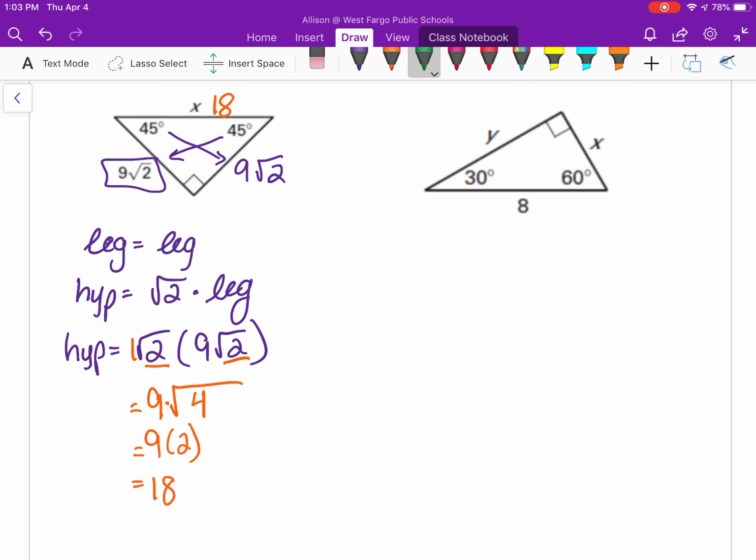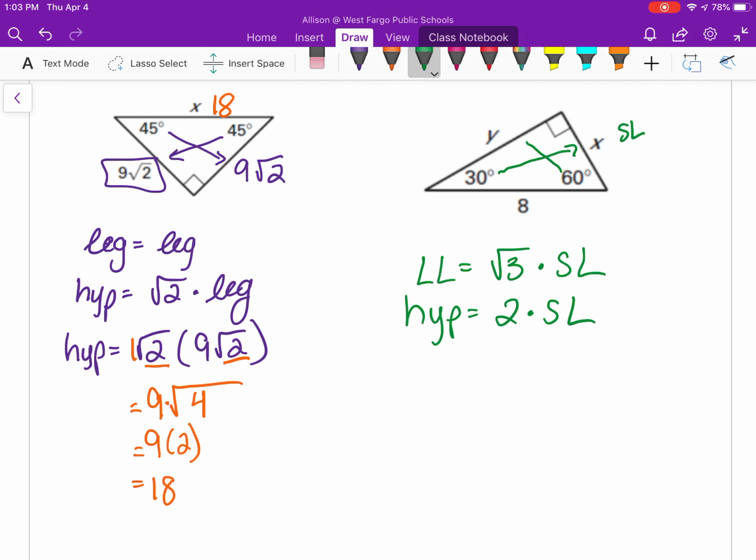Okay. For the 30, 60, 90 triangle, I have 2 equations. I know that the long leg is equal to the square root of 3 times the short leg, and I know that the hypotenuse is 2 times the short leg. So it's in my best interest to find the short leg first, since both of those are related to the short leg. The one across from the 30 degrees is the short leg, across from the 60 degrees is the long leg, and the one across from the right angle is the hypotenuse.